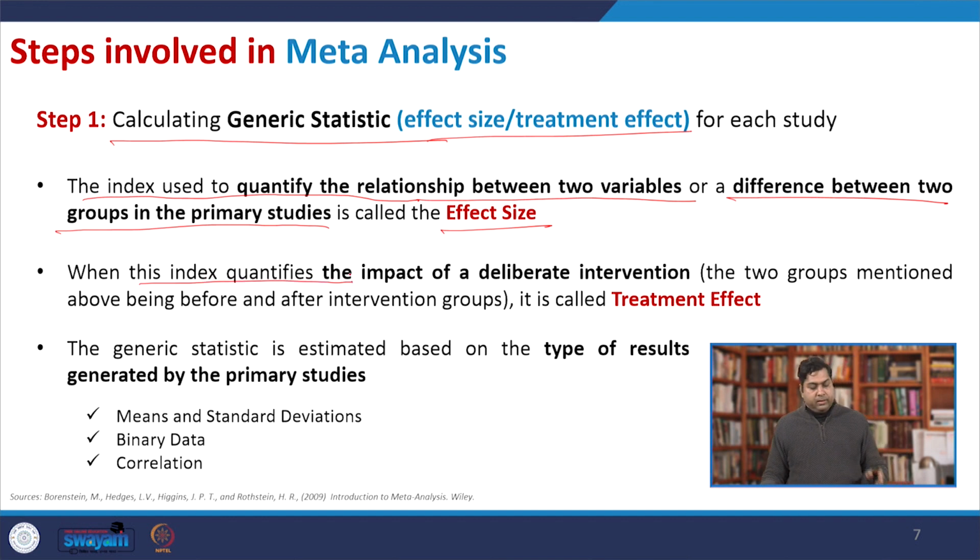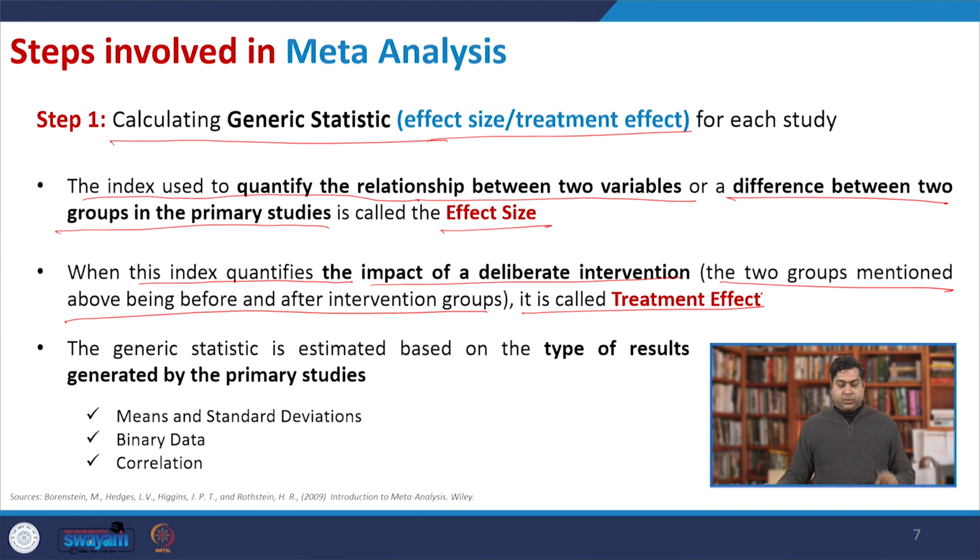Now, when this index quantifies the impact of a deliberate intervention, like the two groups mentioned above being before and after the intervention group, so maybe in that case we do some kind of before-after analysis, it is called treatment effect. So, effect size is one index which is quantifying the relationship between two variables or the difference between two groups, whereas the treatment effect is something where you go for the before and after the intervention.